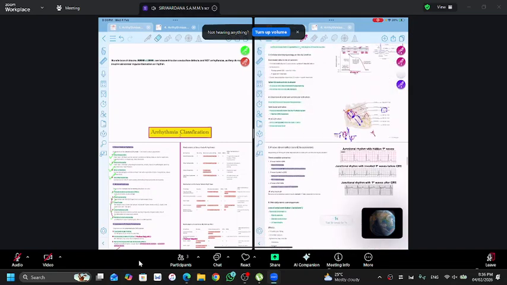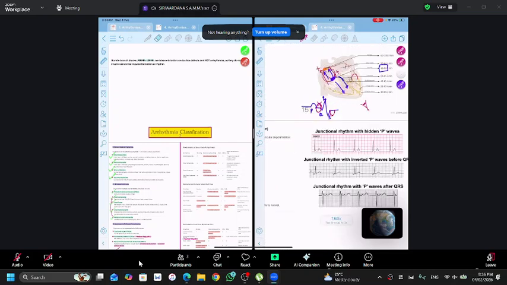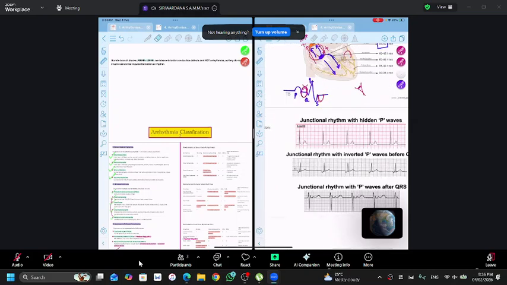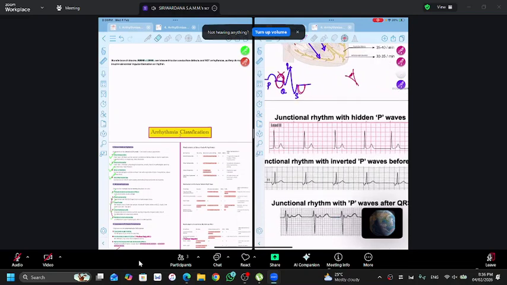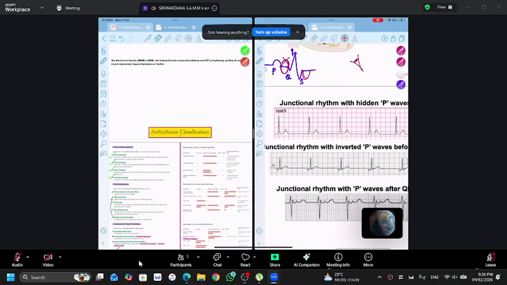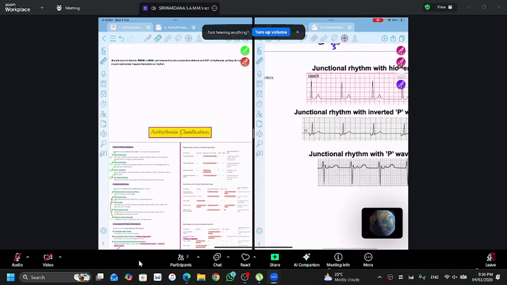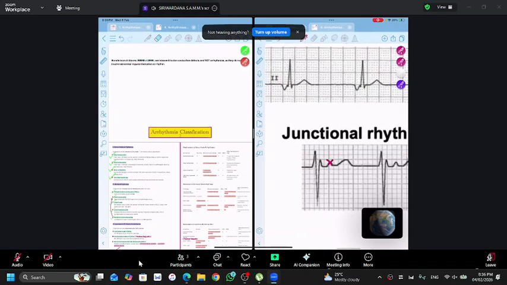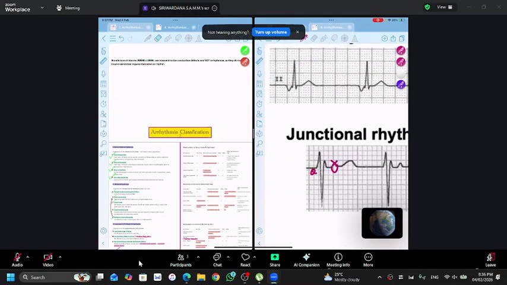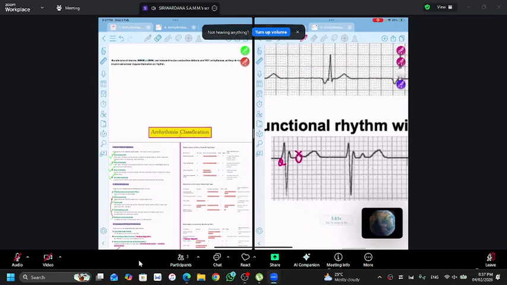So those are the basic things that can happen in the P wave. In junctional rhythms, you can have a hidden P wave, you can have an inverted P wave, and you can have a junctional rhythm with P waves after the QRS. But then again, this is wrong. They say here, the P wave should be something like this. So you have the QRS complex.